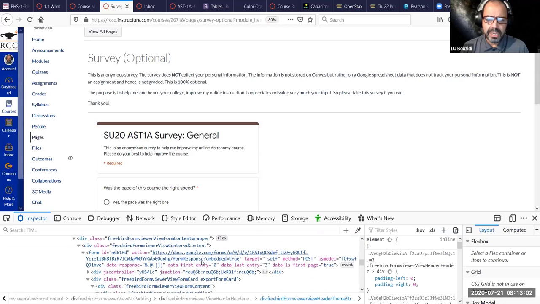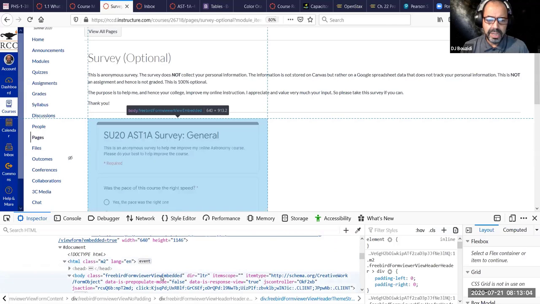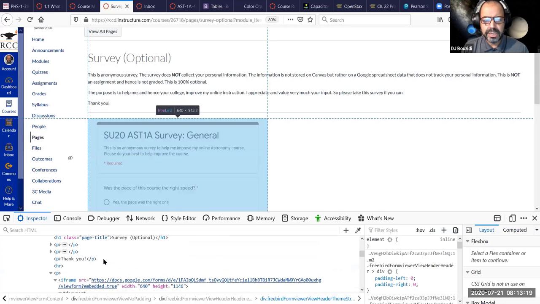So I inspected this element here. When I hover on any of these things, this is the HTML markup behind the browser. It gives you where you are in terms of the browser. Right now I'm looking at that form, actually the body of the form. So if I go up to it, that's actually an HTML element.